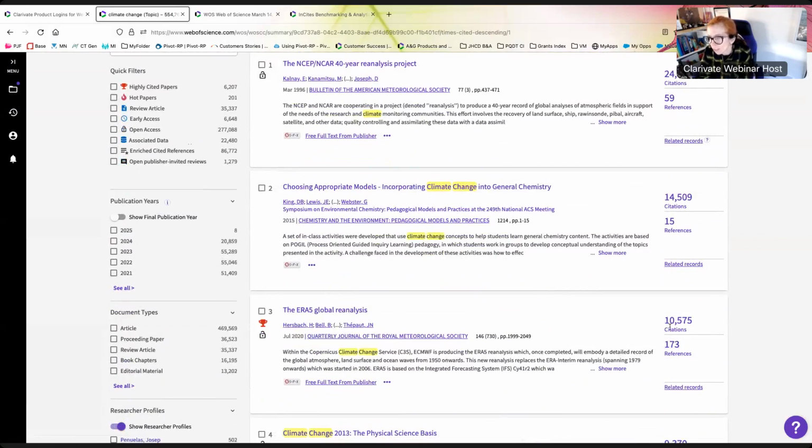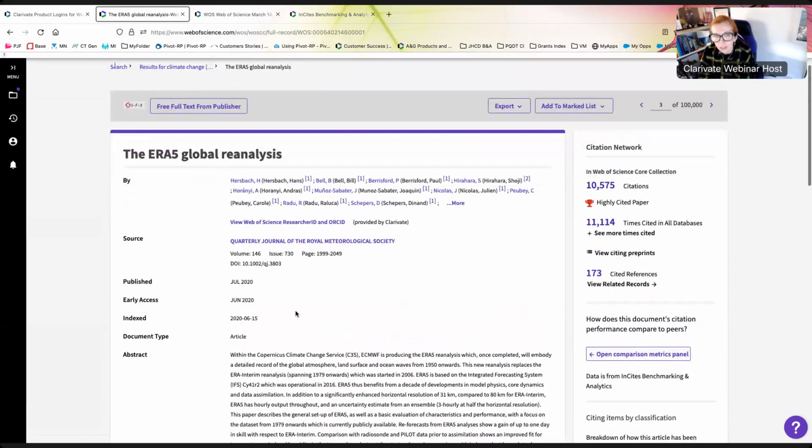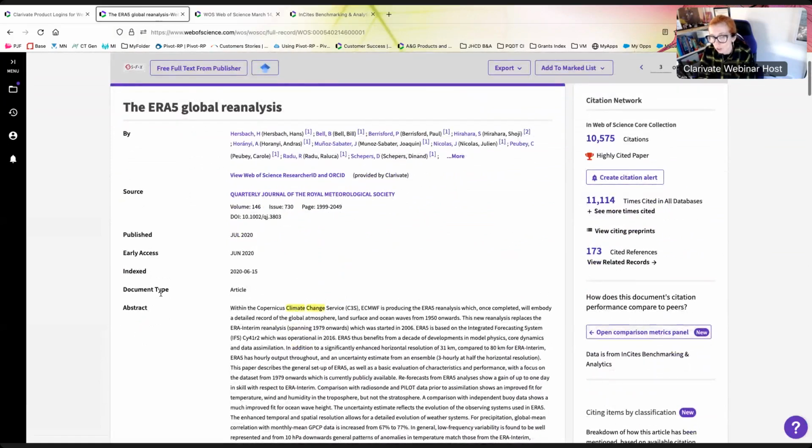And the question was, is 10,000 high or is it low? How good is it? Because when the value is an absolute value, we never know how it compares to the field or to the journal. So we opened the results. We saw that it was an article in terms of document type. It had been published in 2020 in the Quarterly Journal of the Royal Meteorological Society.